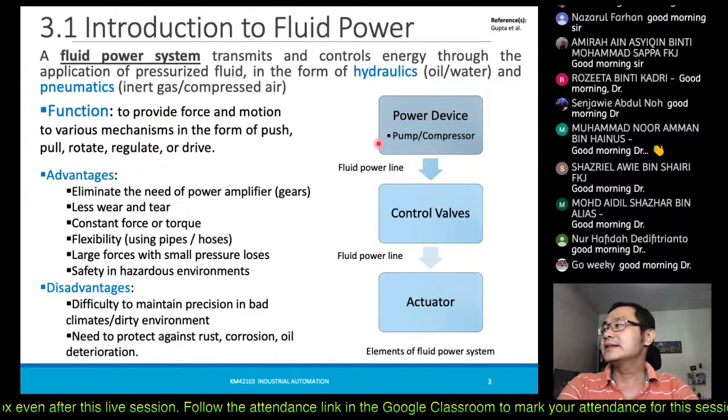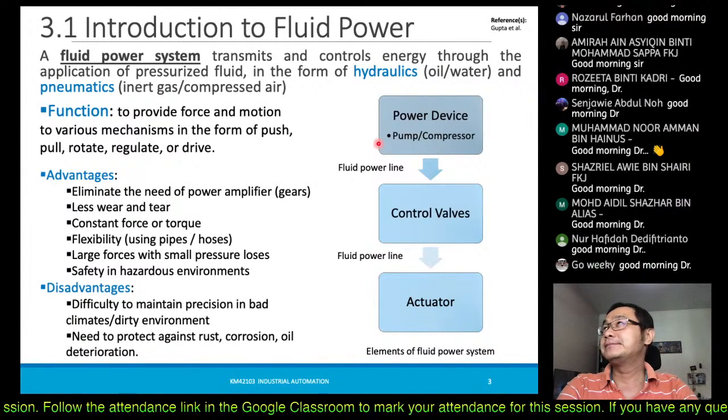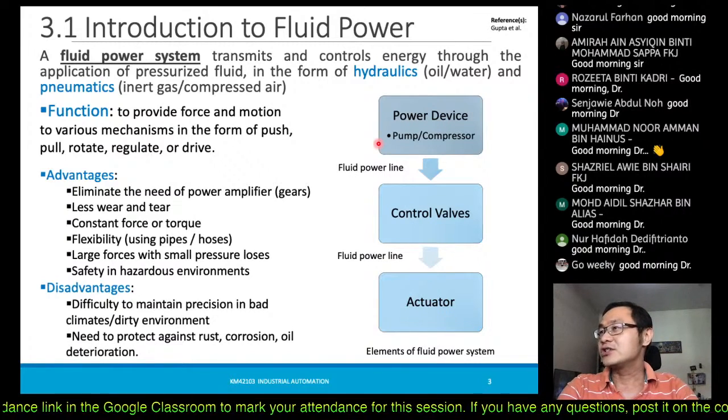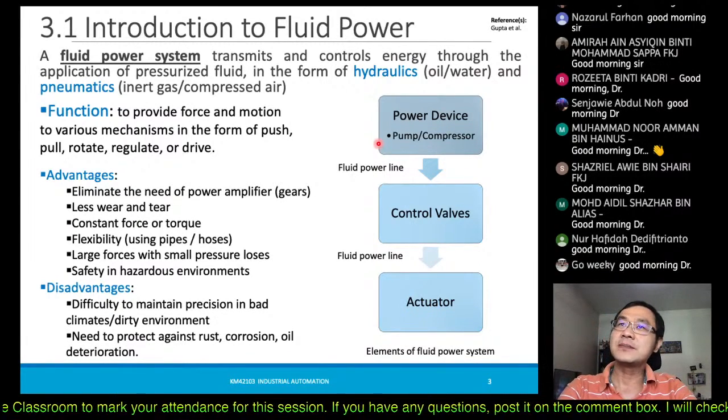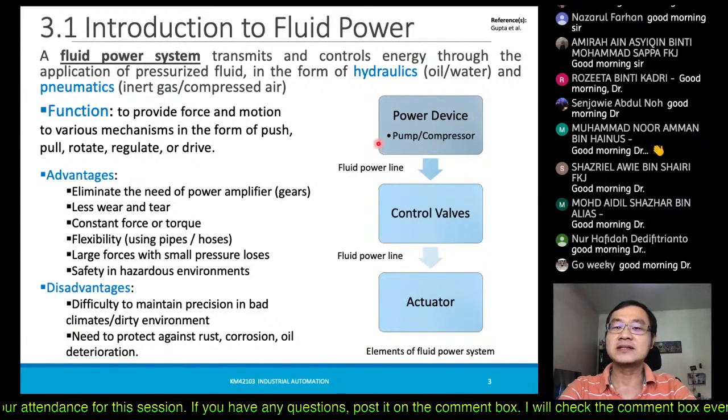So back to this session. This session is about pneumatic and hydraulic systems.